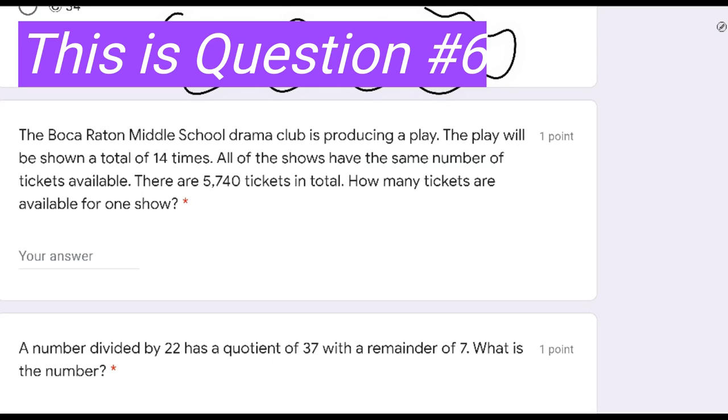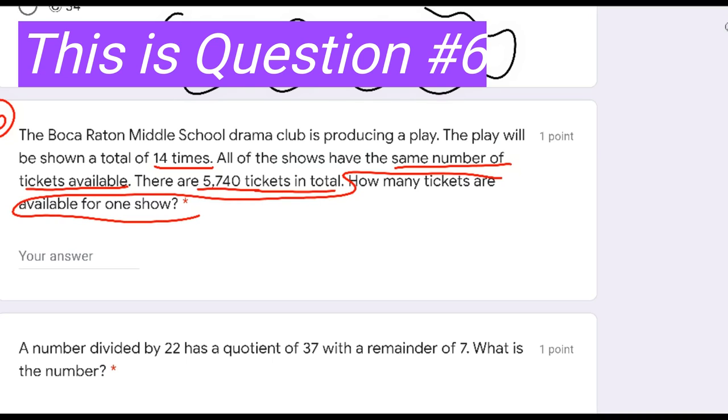All right, friends, so I skipped question number 5 and I went to question number 6, only because number 5 was just another simple division problem that you can solve on your own. And let's go to this word problem. Boca Raton Middle School Drama Club is producing a play. The play will be shown a total of 14 times. All of the shows have the same number of tickets available. There are 5,740 tickets in total.